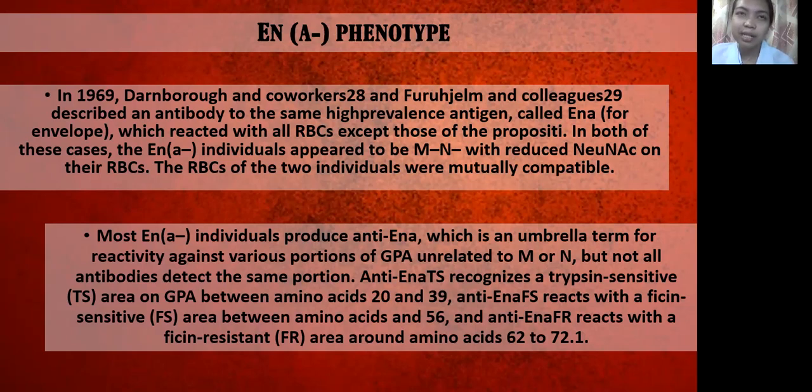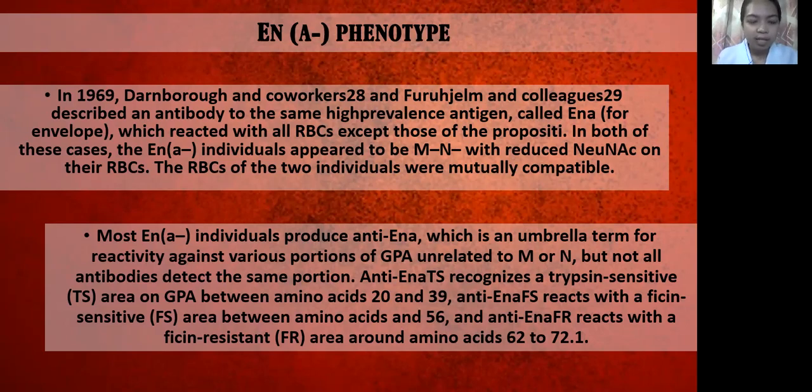So it is extremely difficult and maybe impossible to find units compatible for patients with anti-En(a). Siblings are a potential source of compatible blood if they are also ABO and RH compatible.